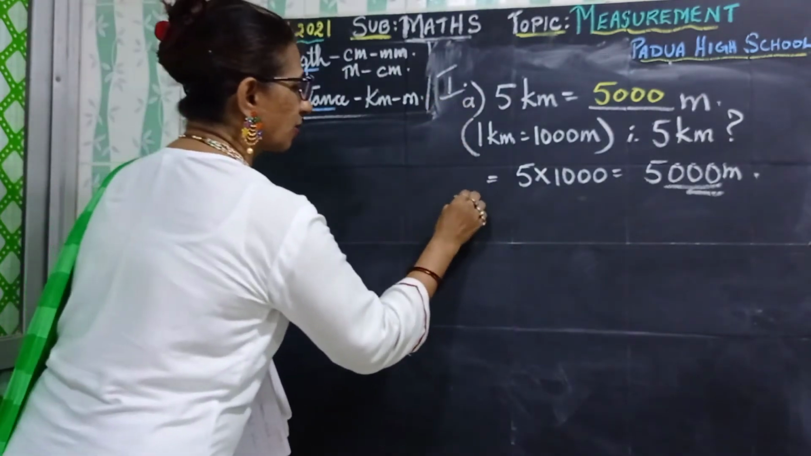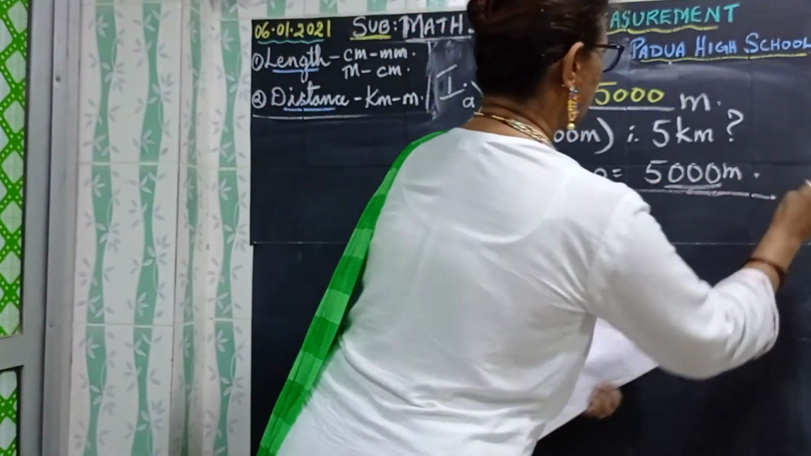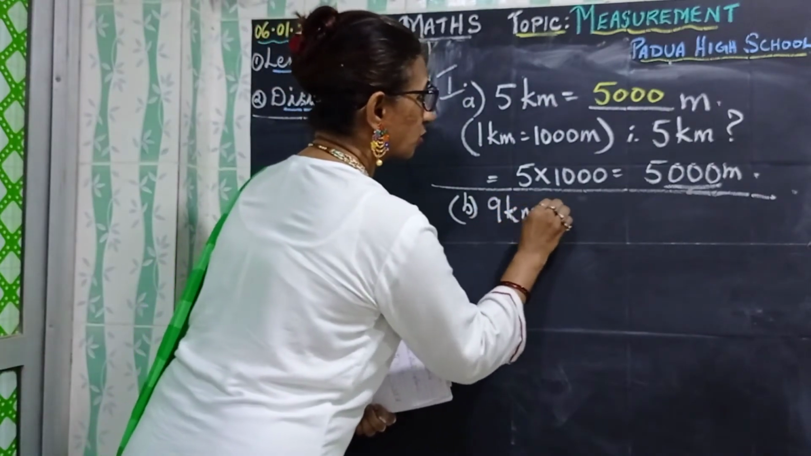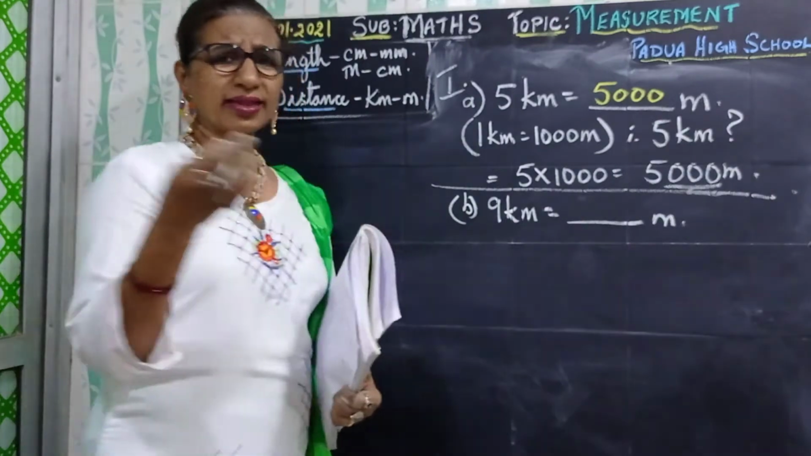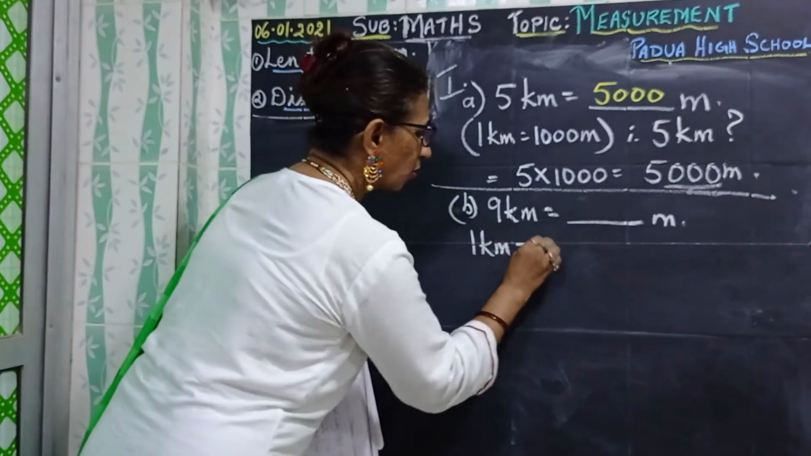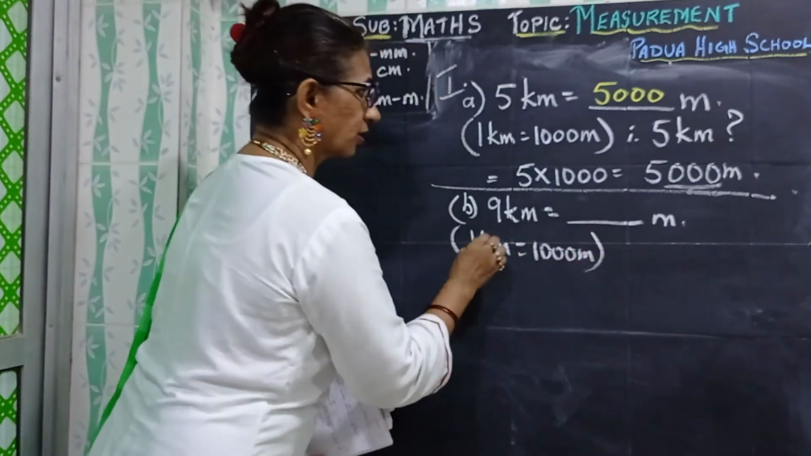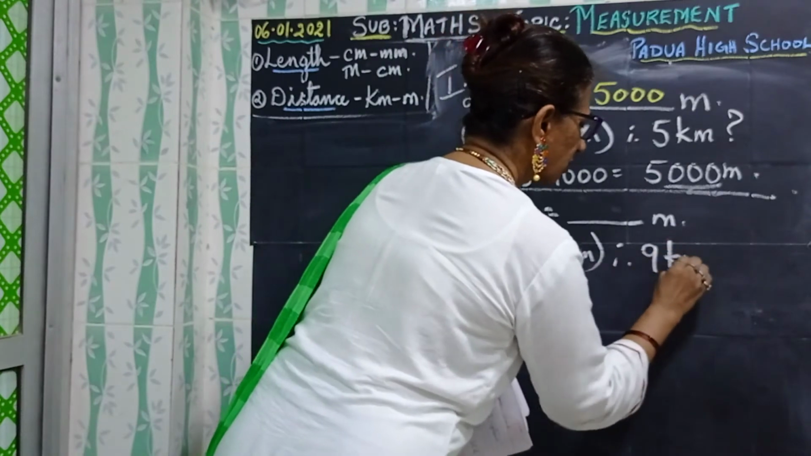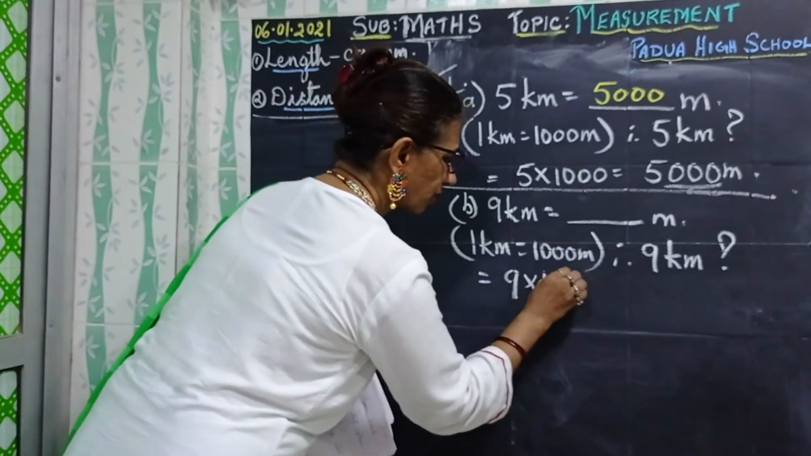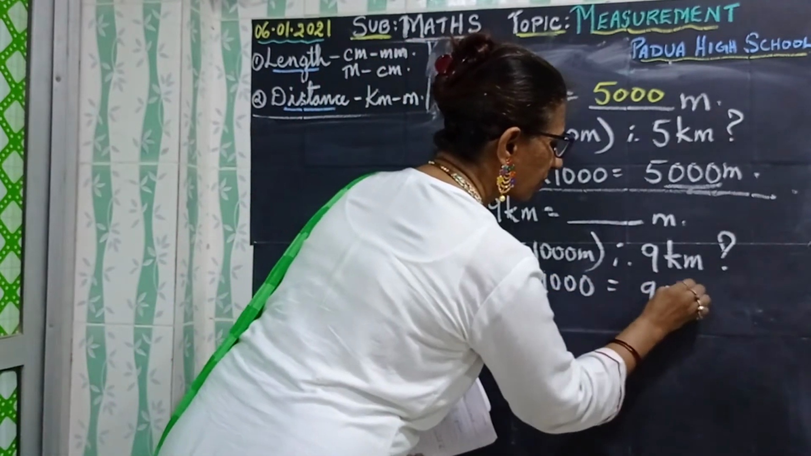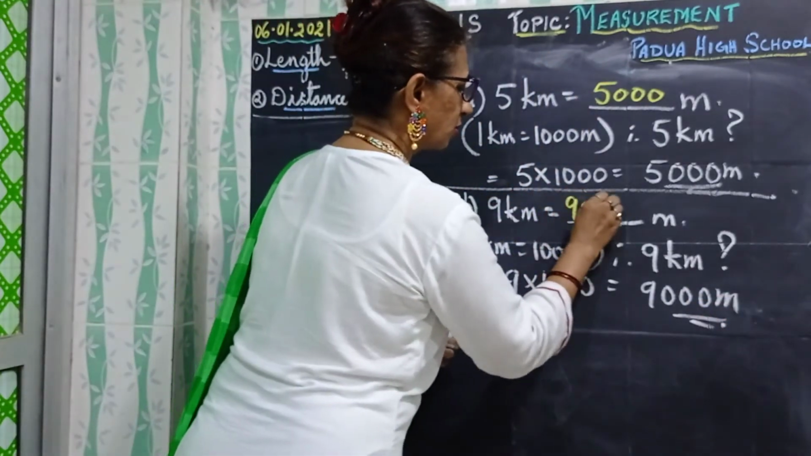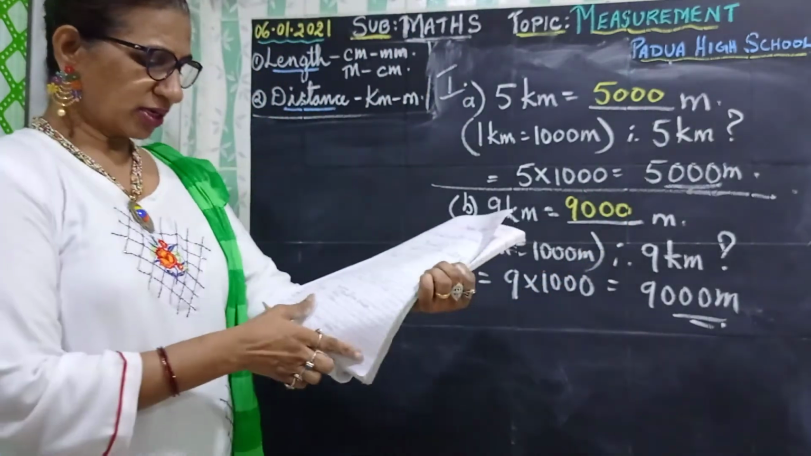Now let us take the next sum. Suppose I have 9 kilometers is equal to dash meters. Simple, 9000. You know that. So how does 9000 come? 1 kilometer is equal to 1000 meters. So therefore 9 kilometers is how much? That is equal to 9 multiplied by 1000, which is equal to 9000 meters. As simple as that. Have you understood now? Clear, children? Now let us take the next sum.